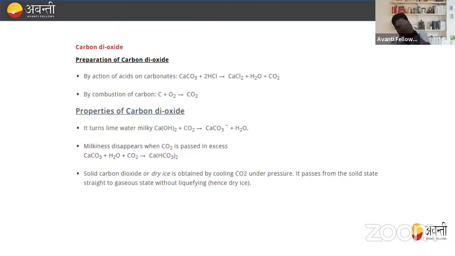Another method is by combustion of carbon. This is a very simple reaction. We already know that when incomplete combustion takes place, carbon monoxide is formed, and when complete combustion takes place, CO2 is formed, right? So this is another method for producing carbon dioxide.